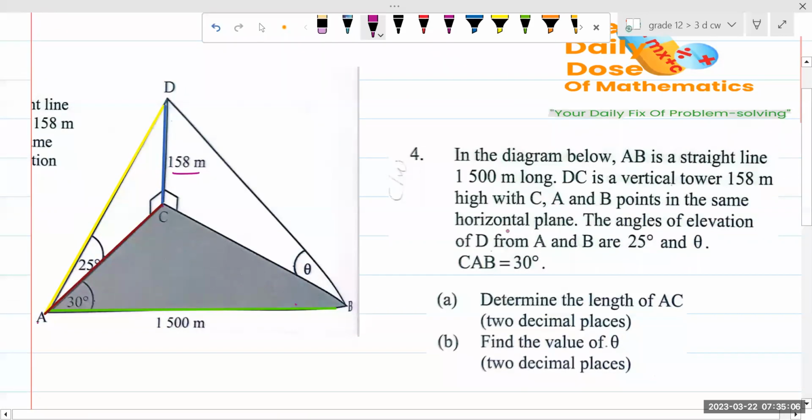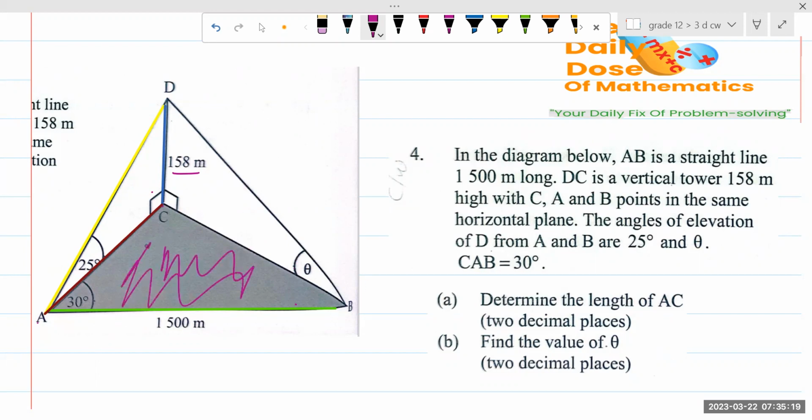And then they went on to say that this is very important. They will tell us that C, A, and B are on the horizontal plane. And then look at how they do it here. Even on your examination, they're going to do exactly the same thing. They shade the horizontal plane so that you know this one here is on the horizontal plane.